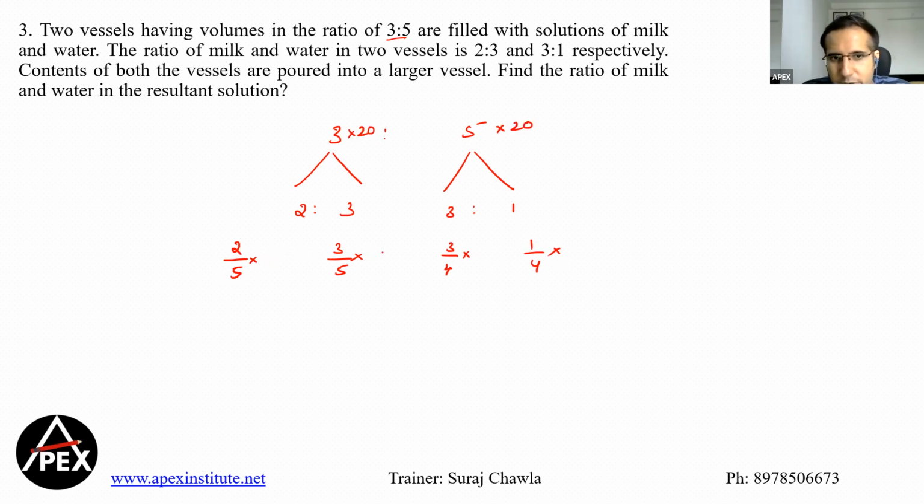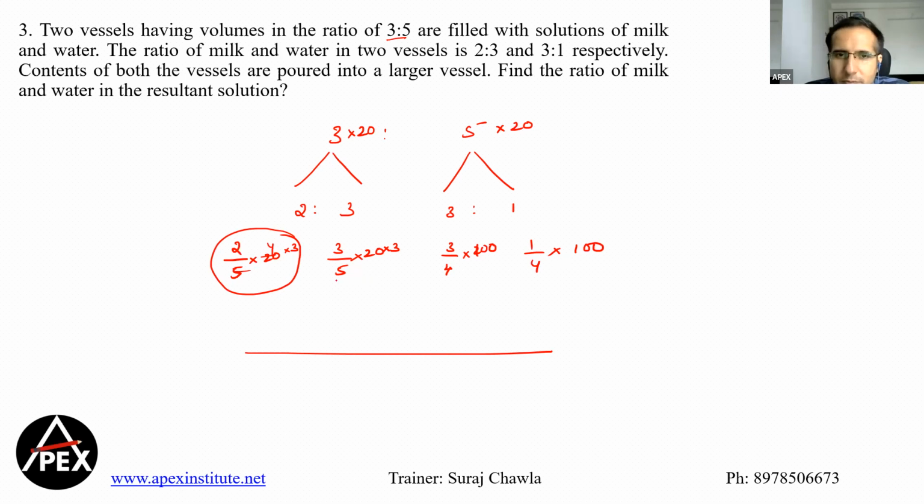So this becomes 20, this becomes 20, this becomes 20 into 3, 20 into 3. 5 into 20 is 100, and this is also 100. So milk coming up from this part is going to be how much, guys? 5 ones are 5, fours are 4 into 2 is 8, 8 threes is 24.